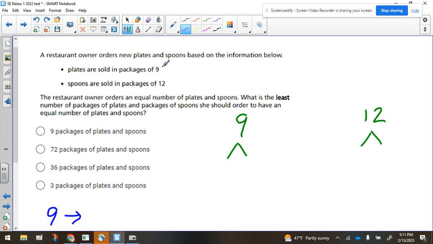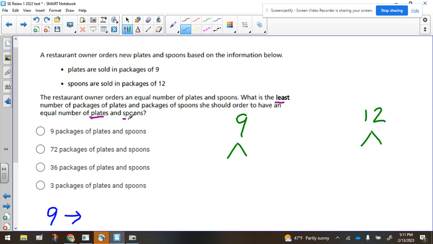A restaurant owner orders new plates and spoons based on the information below. Plates are sold in packages of 9, spoons are sold in packages of 12. The restaurant owner orders an equal number of plates and spoons. What is the least number of packages of plates and packages of spoons she should order to have an equal number of plates and spoons?